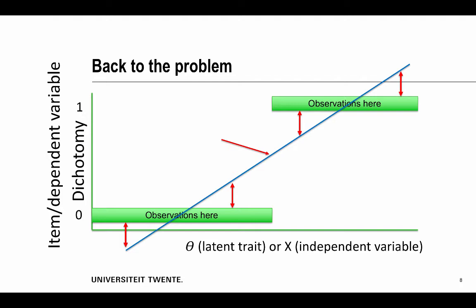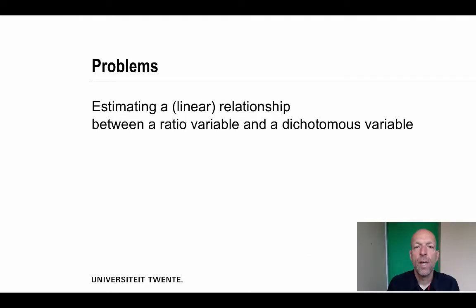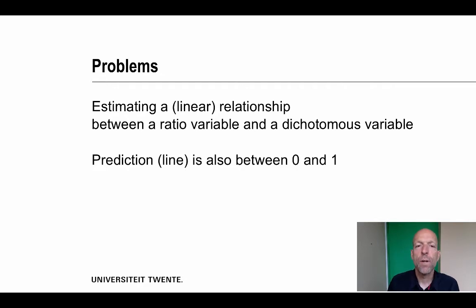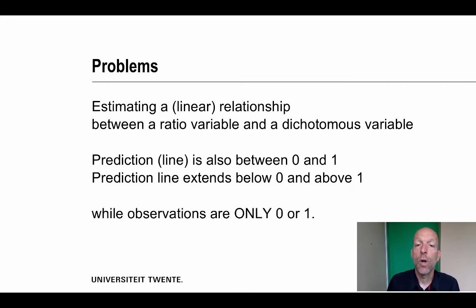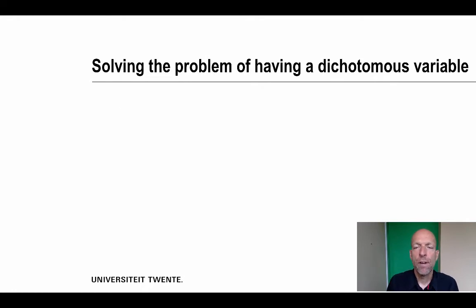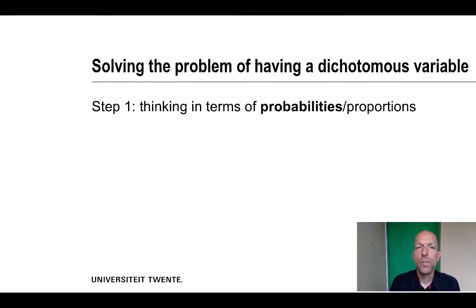Now, statisticians have solved that by changing the dichotomous variable into something which is, well, less easy to understand. But after changing that into something which is less easy to understand, we change it back, and then we can easily interpret it. So to summarize our problems, if we estimate a linear relationship between a ratio variable and a dichotomous variable, then the prediction line is not limited to between 0 and 1. The prediction line extends below 0 and above 1, while of course there are only observations at point 0 and 1.